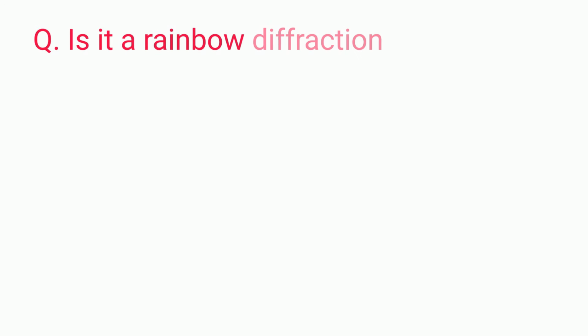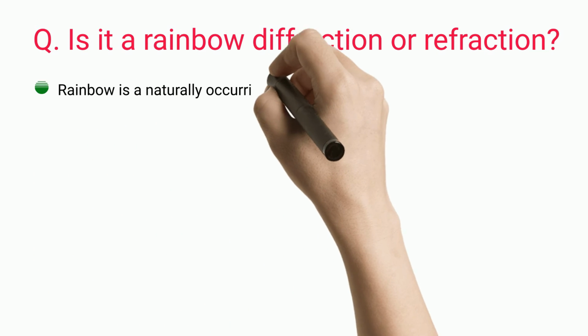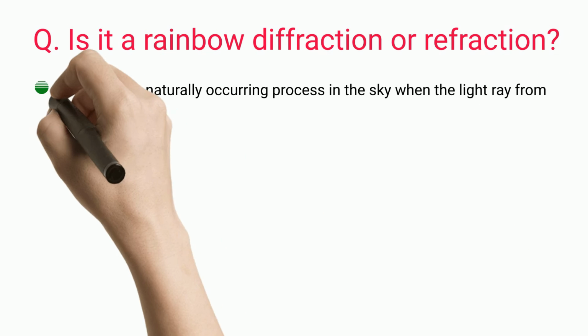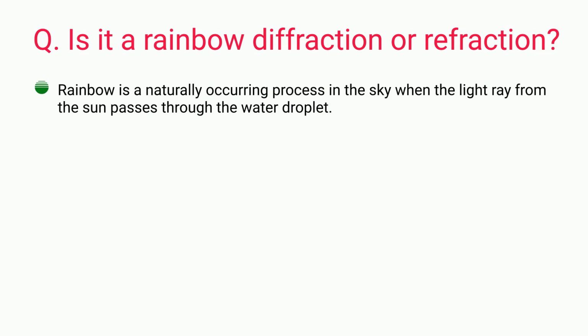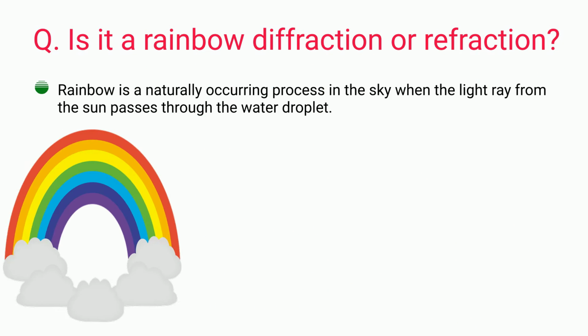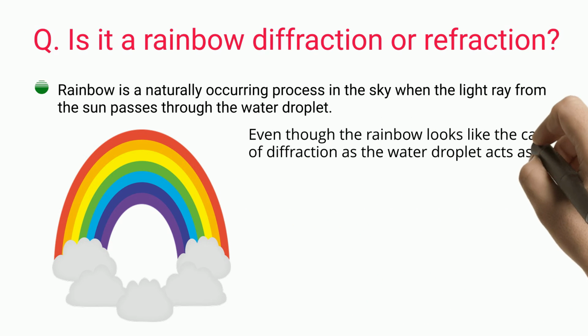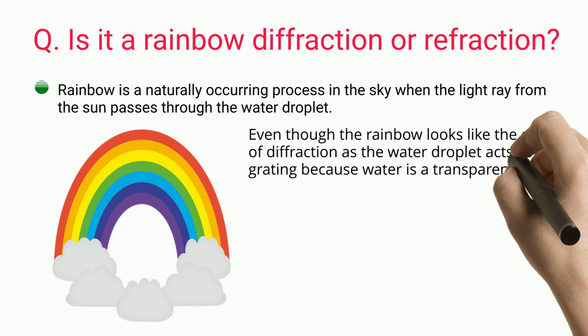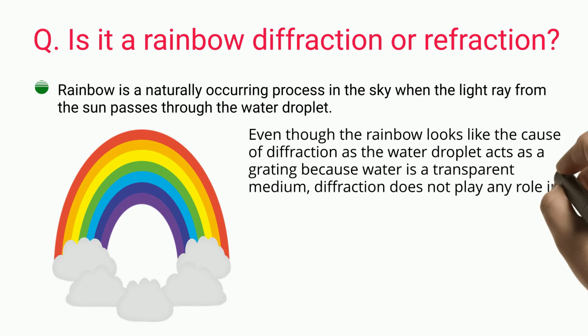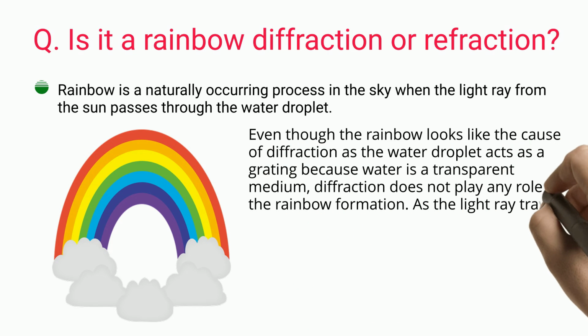Is a rainbow diffraction or refraction? A rainbow is a naturally occurring process in the sky when the light ray from the sun passes through the water droplet. Even though the rainbow looks like the cause of diffraction, as the water droplet acts as a grating, because water is a transparent medium, diffraction does not play any role in the rainbow formation.